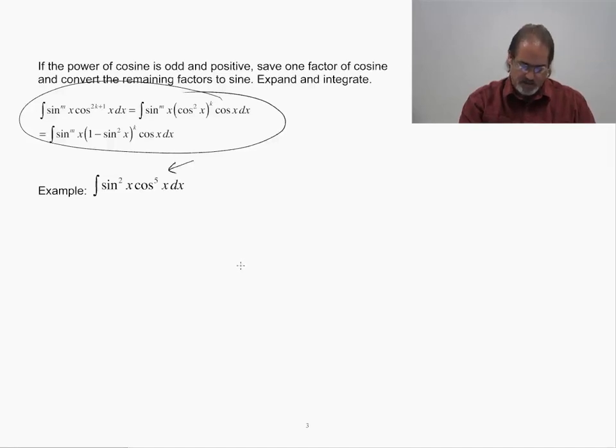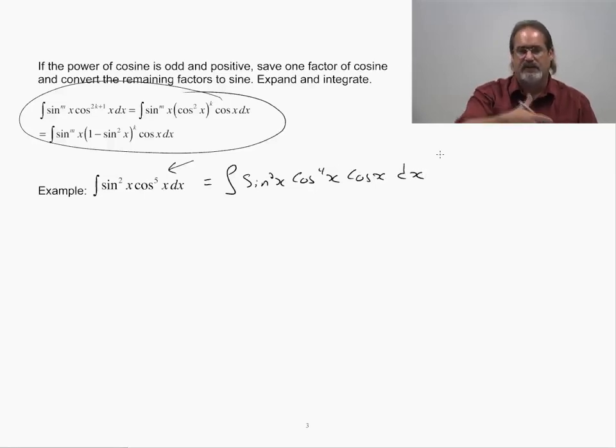There's my odd power of cosine. So I'm going to rewrite this as the integral of sine squared of x times cosine to the fourth of x times cosine of x dx. So I have that odd power of cosine. I pulled one of them out. Now I need to write this cosine in terms of sine.